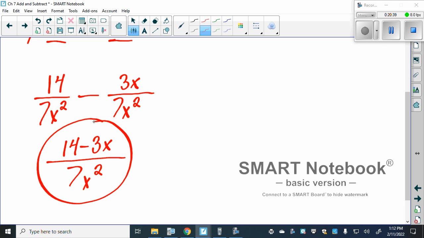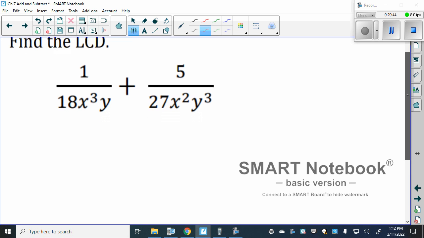Any questions on this here? All right. Let's look at the next one here. 1 over 18x cubed y plus 5 over 27x squared y cubed.